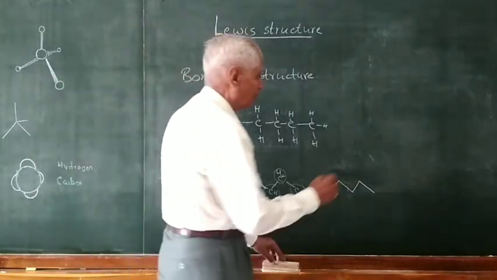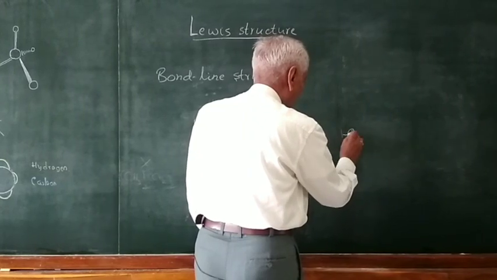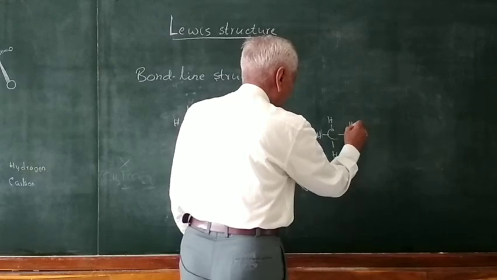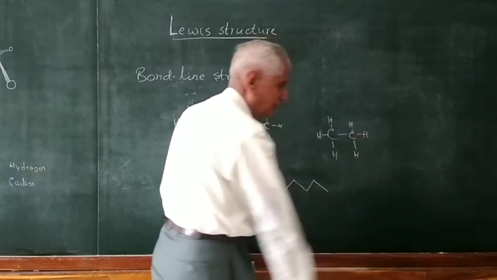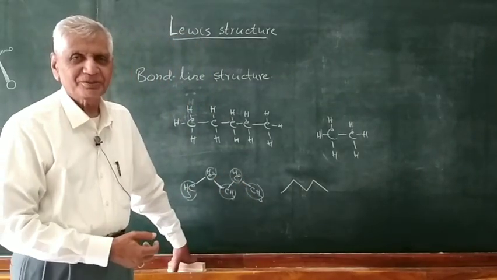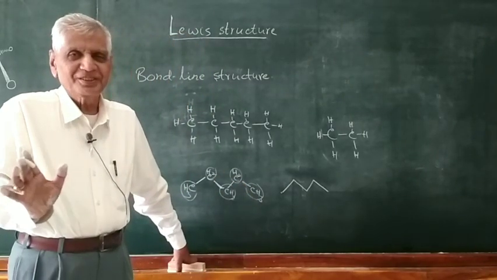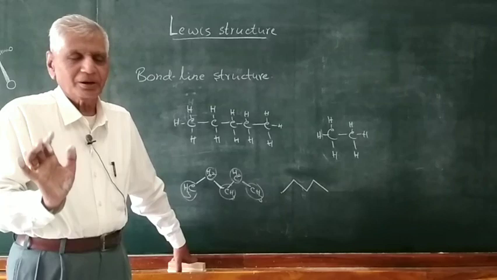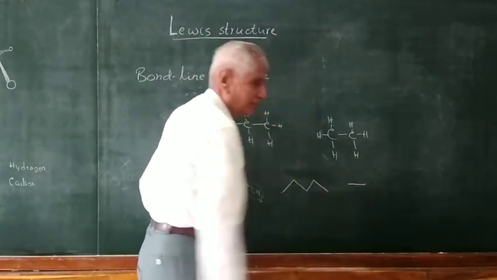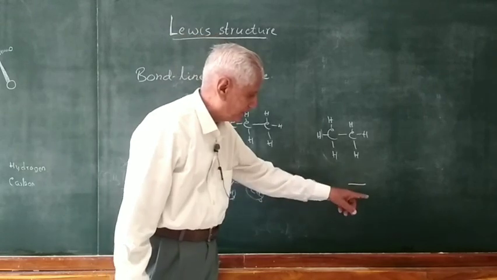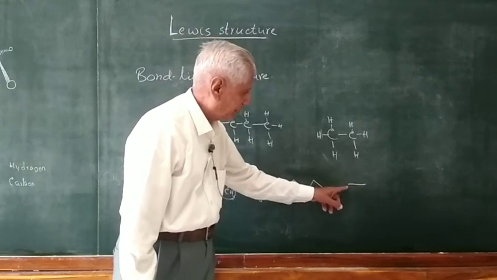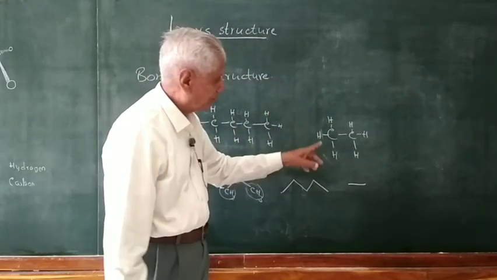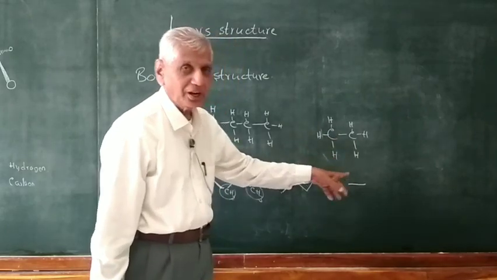Suppose you have got this, a very simple thing: CH3, CH3. How to write this in a bond line structure? There are only two carbons and a bond between them. So write the bond between two carbon atoms. If you write this line, there are two ends: this end is CH3, this end is CH3. Okay? So this is the bond line structure for ethane.